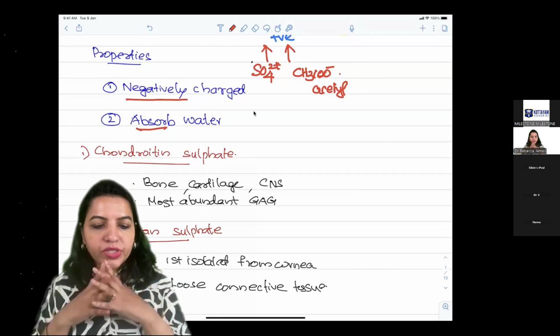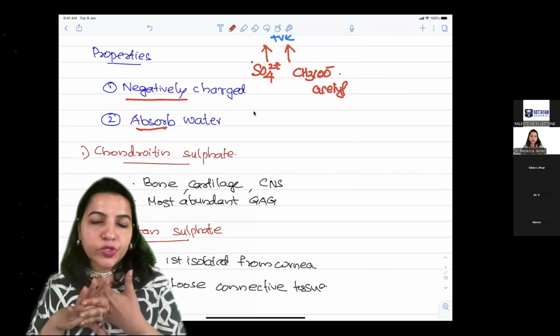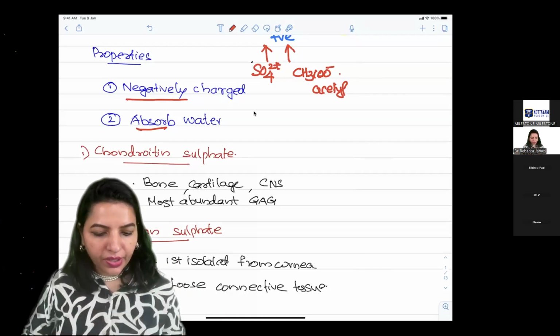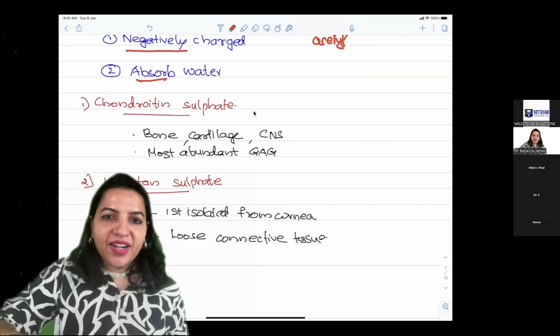So just to understand, they are negatively charged and hence the joints are mobile, and they can absorb water, which is why they have a cushioning effect. Now, which are the different glycosaminoglycans?